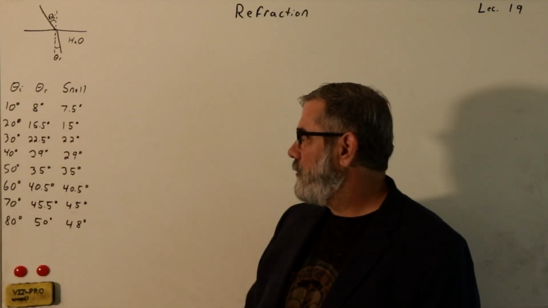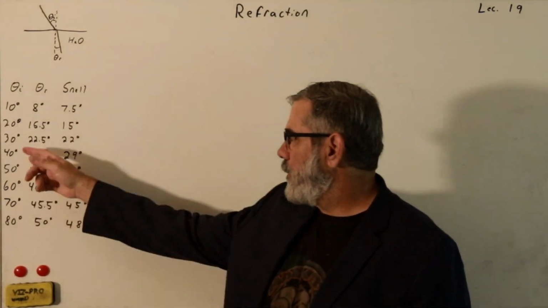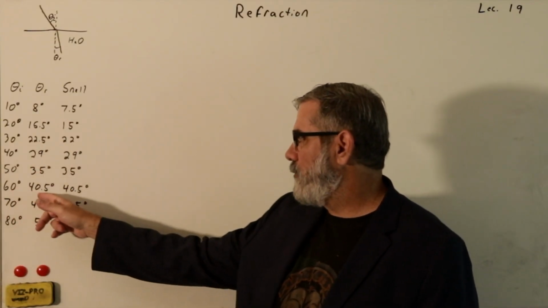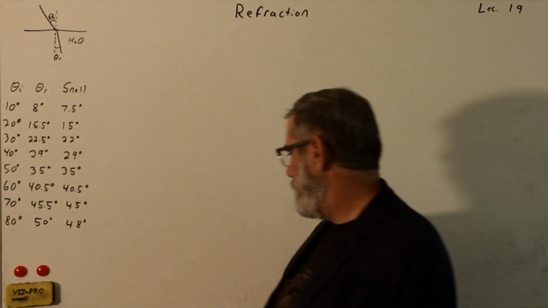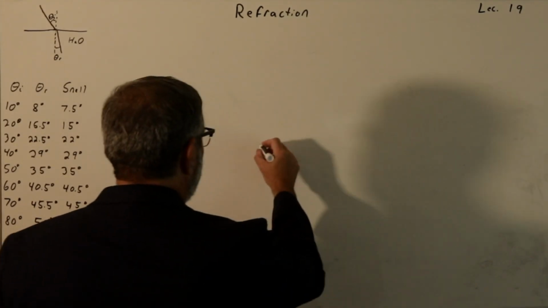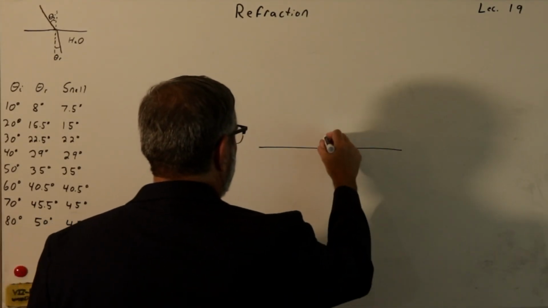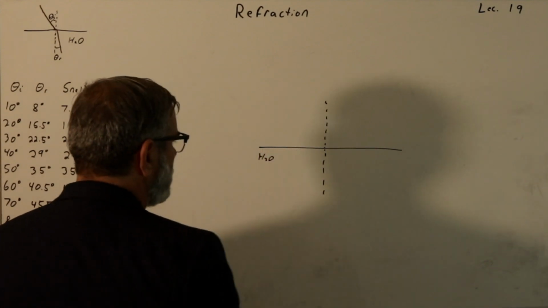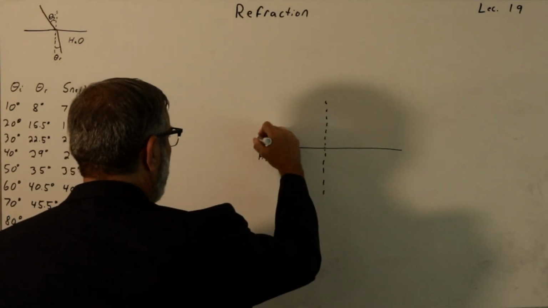At 20 degrees, 15.5 degrees. At 30 degrees, 22.5 degrees. Let's just jump ahead here. At 60 degrees, 40.5 degrees. So what does that look like? So this is my normal. And this is where the water is. And this, of course, would be air.